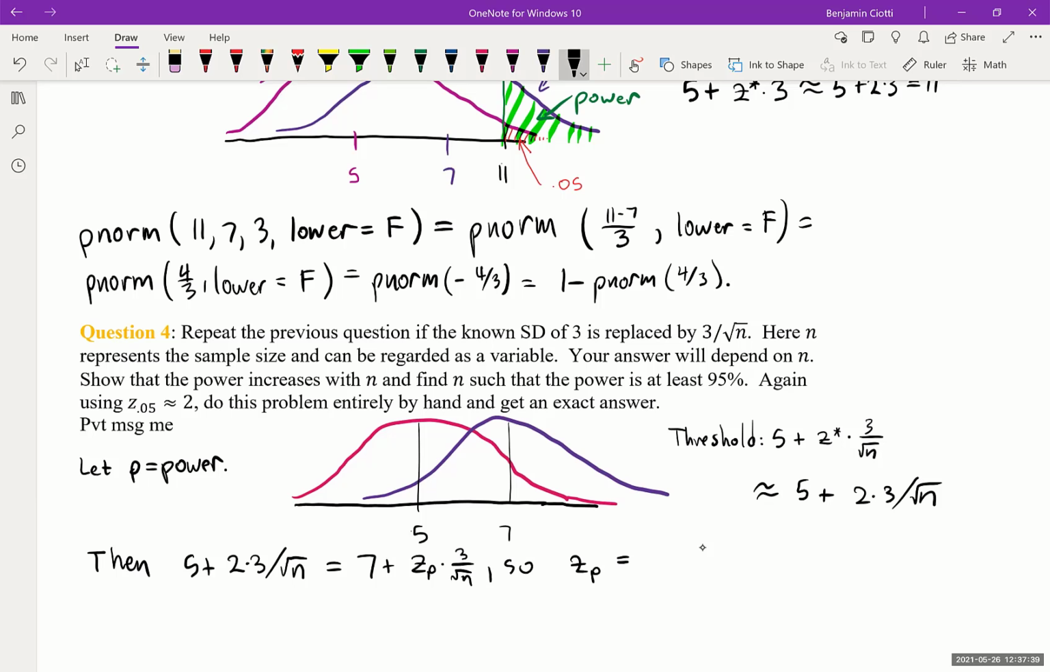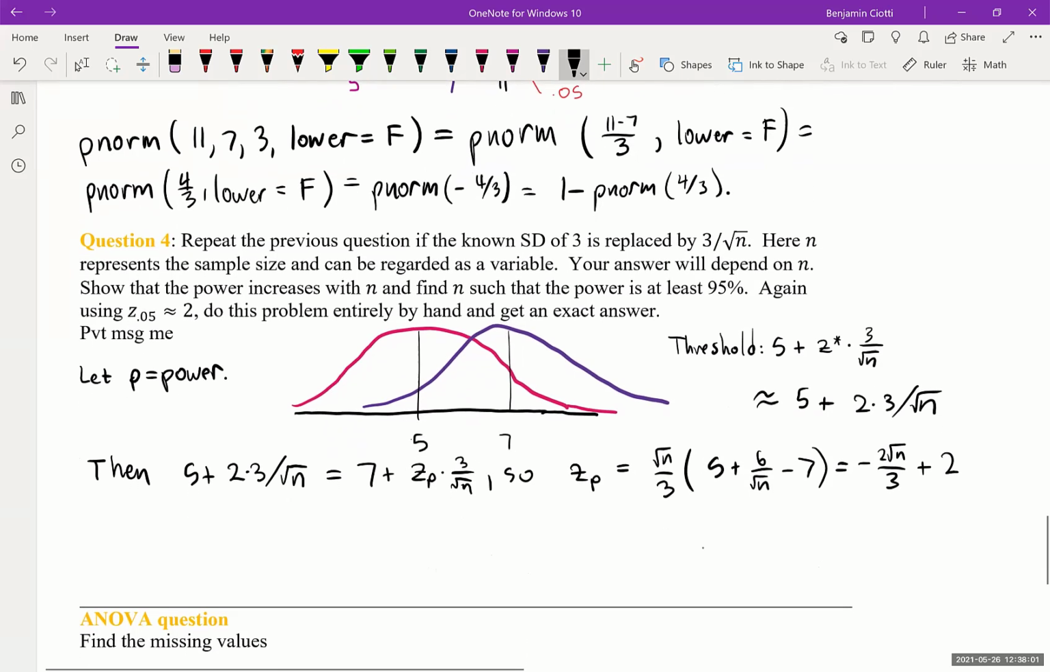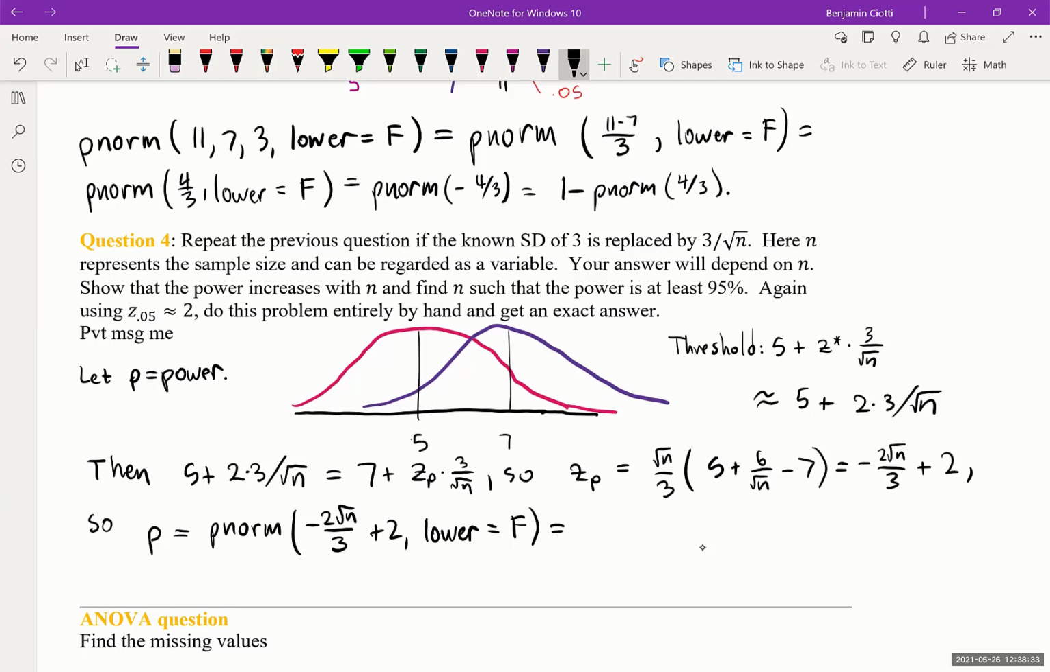So z sub p is root n over 3 times 5 plus 6 over root n minus 7. See, this ends up being negative 2 root n over 3 plus 2. And as we've seen already today, you can take a p-norm of that to get p if you take the upper tail. So p is p-norm of whatever that thing is with the upper tail. Or let's write it in a more compact fashion, as p-norm of the negative, so that would be 2 root n over 3 minus 2, for example.